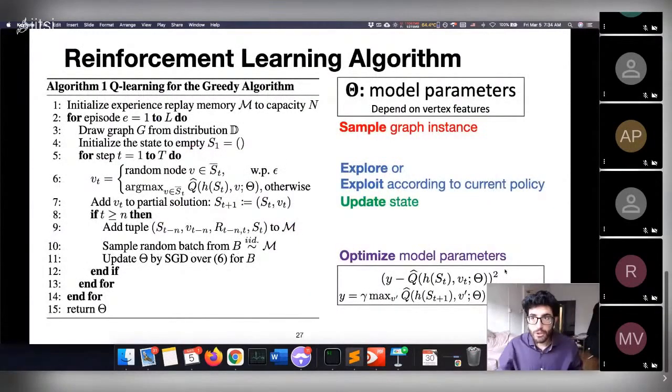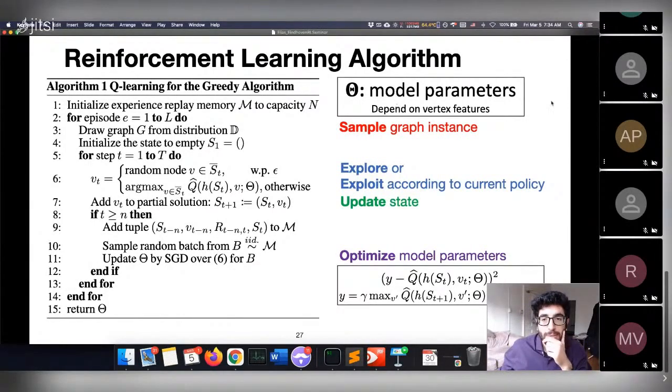So the overall approach for doing Q-learning, for learning the greedy algorithm, the pseudocode might be very familiar to you. I'll go on the right side here. You have some model parameters which you want to learn. What you do is iteratively, you sample a graph problem instance, you explore or exploit according to your current policy, and then you update your state.